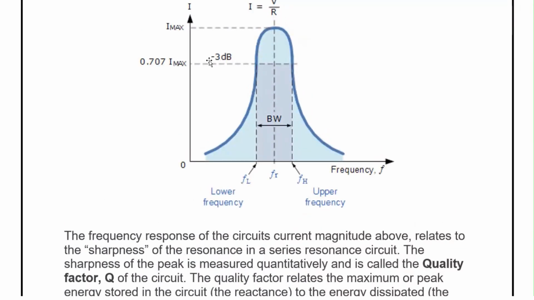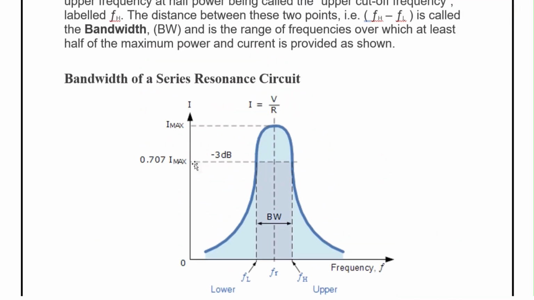This is also called minus 3 dB or half power. At this point, because your current is I max by root 2. So what is the power? P is I square R. So I max divided by root 2, the whole square, is going to be I square by 2. And if you multiply it by R, then the whole thing becomes I square R by 2.